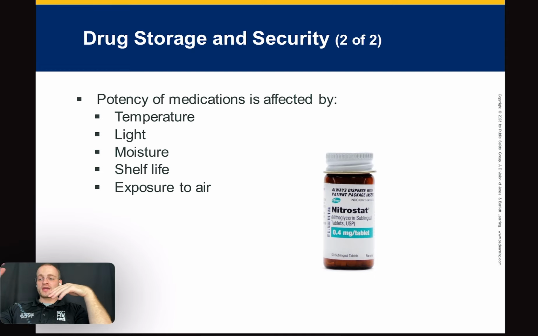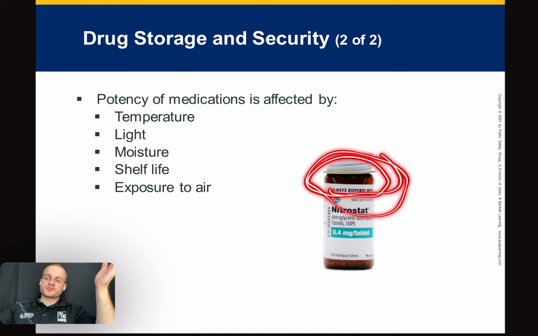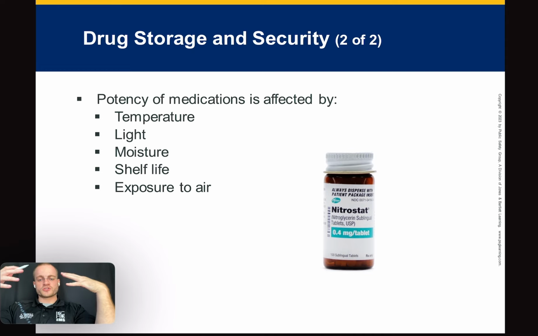The first one is temperature. It can't get too hot, can't get too cold. The second one is light. So when you see prescriptions that are in these dark vials like this, it's because light will break down the medication or change the form of it.